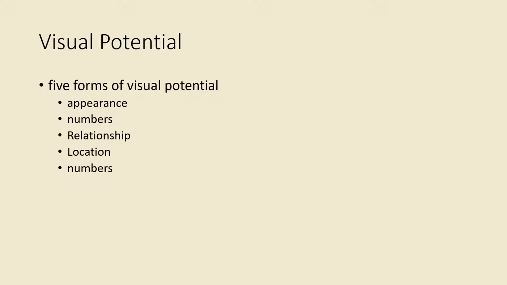One of the most important parts of creating an infographic is visual potential. Visual potential is the ability of information to be presented through a visual medium. Thus, visual potential essentially gives us the ability to create infographics. There are 5 aspects of visual potential that I'm going to discuss: appearance, numbers, relationship, location, and time.